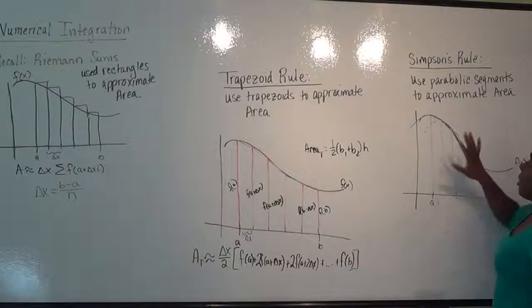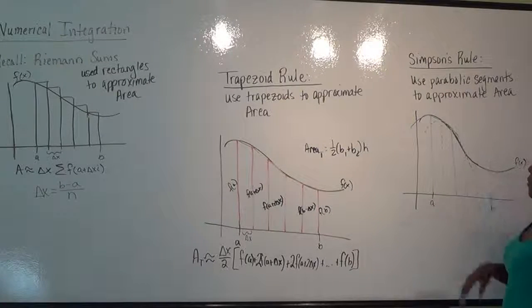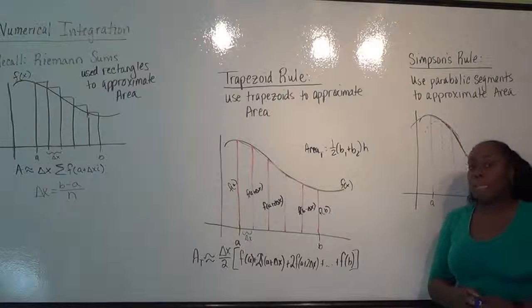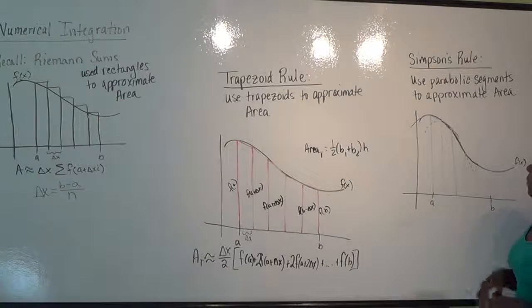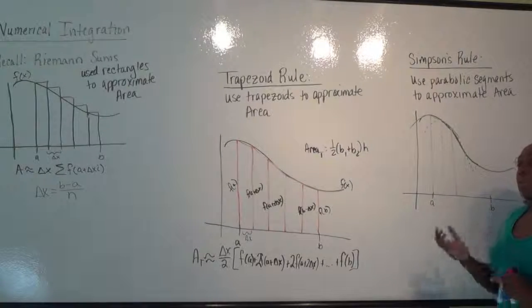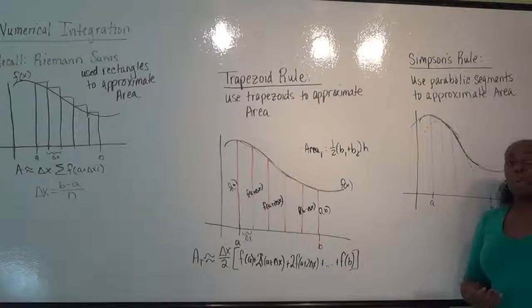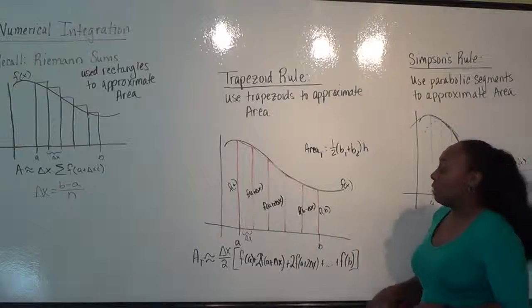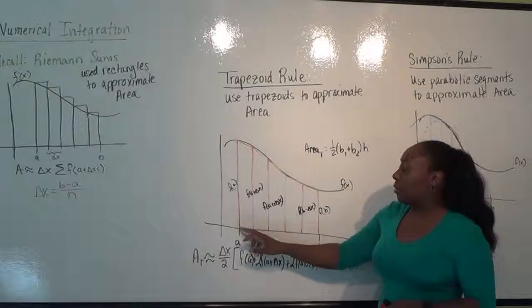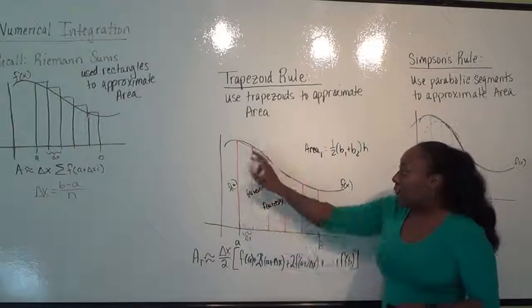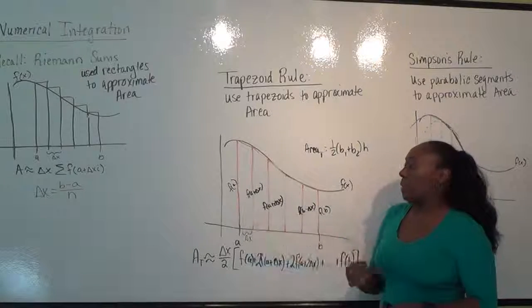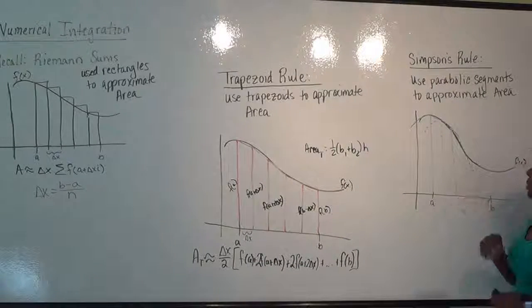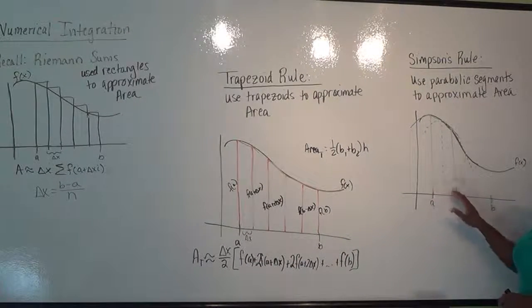Okay? So there's a couple of differences here. Obviously the first being that we're using parabolic segments to approximate the curve. But the second is that when I do this, I'm actually taking 3 points on the curve instead of just 2, like we did with both the Riemann sums and the trapezoid rule. So again, if I'm looking here, for each trapezoid, I'm only using 2 endpoints on the curve. For Simpson's method, we're going to use 3 of them.